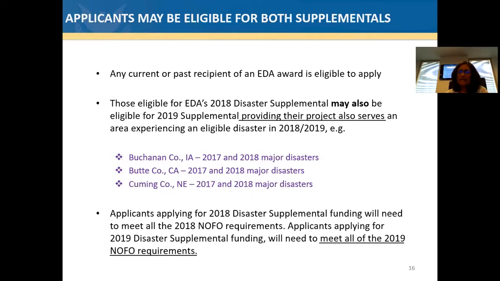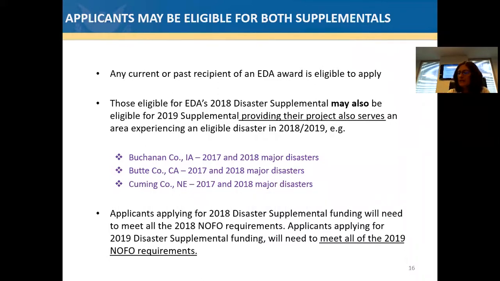Those eligible for the 2018 pot of money will need to meet all the requirements of the 2018 NOFO, which includes a proposal stage and a proposal review stage. To apply for the 2019 funds, an applicant needs to meet all requirements of the 2019 NOFO. And in the 2019 requirements, there is no requirement for proposal. There is just one application process.